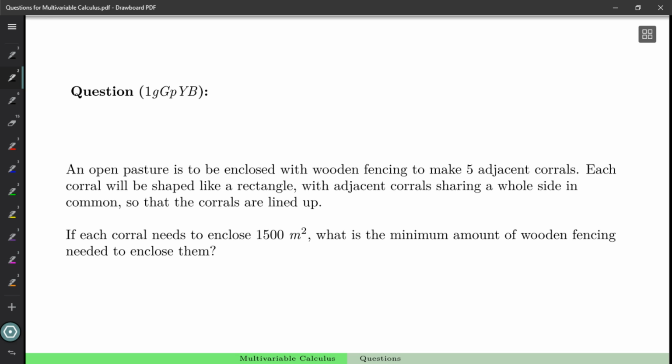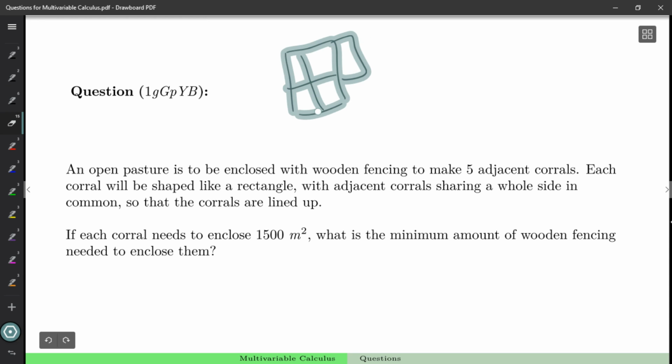An open pasture is to be enclosed with wooden fencing to make 5 adjacent corrals. Each corral will be shaped like a rectangle, with adjacent corrals sharing a whole side in common, so that the corrals are lined up. So we're not talking about 4 corrals and another one. No, they're saying they've got to be lined up. So we really can only draw the one picture.